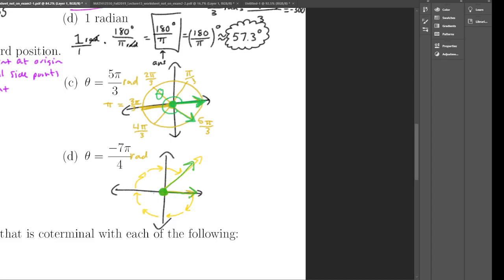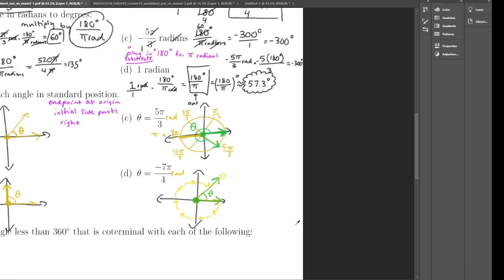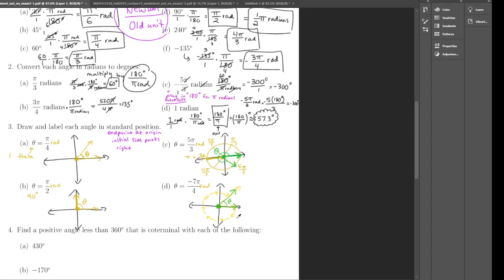Technically speaking, you could think about this as your negative 7 pi over 4. It's a little bit weird, but because it's in standard position, we actually can still call this theta. This is negative 7 pi over 4. The fun thing about this is, look at this compared to our answer for A. It's the same exact angle.